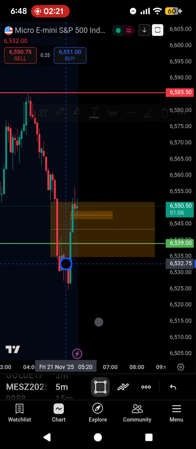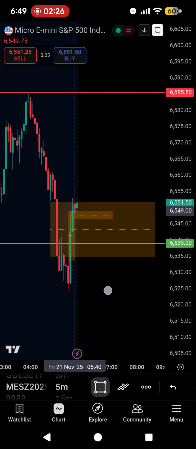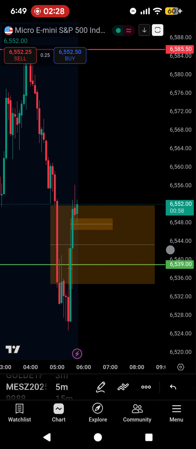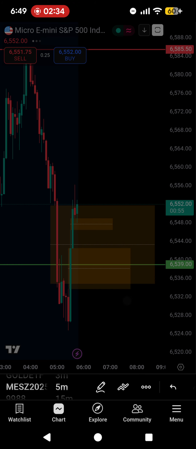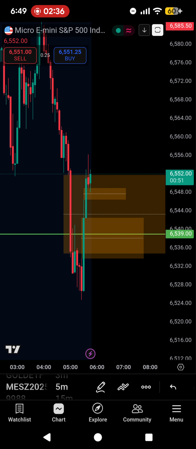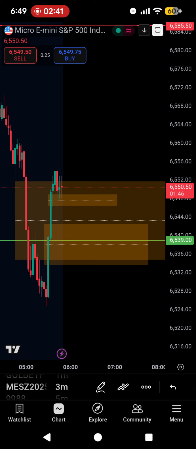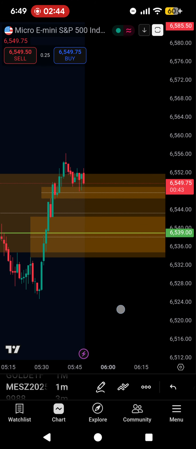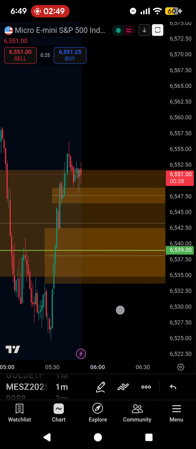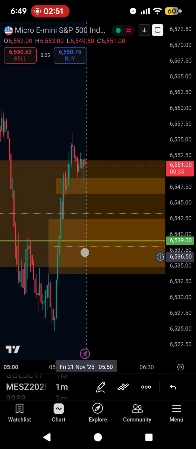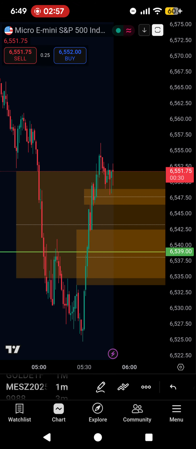Okay, so these two in particular, these two fair value gaps are from the 15-minute chart. I'm seeing the lower time frame from the 15-minute chart. So this is how the 3-minute looks. Nothing much, but 1 minute. On 1 minute, for the 5-minute fair value gap, there is no 1-minute fair value gap. But under 1 minute, we have a couple of fair value gaps here.